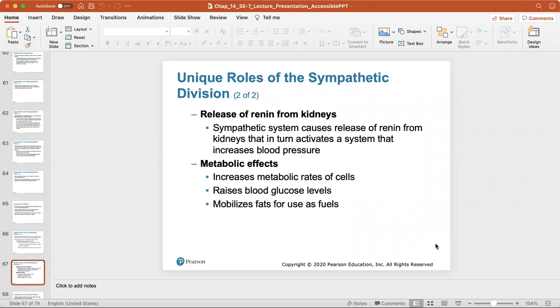The release of renin from your kidneys is a sympathetic response. It will in turn activate a system that we'll talk about later that increases blood pressure. So this is the release of renin.